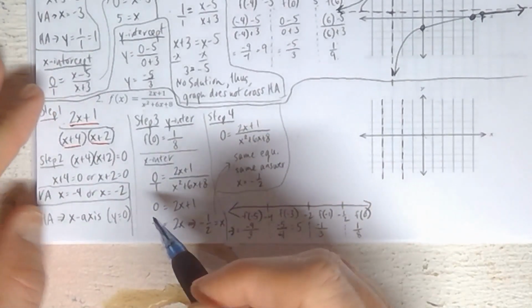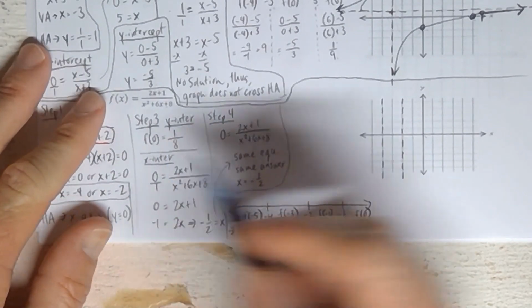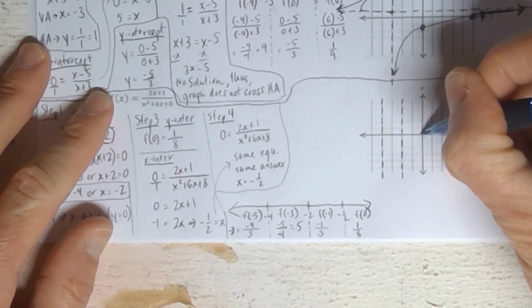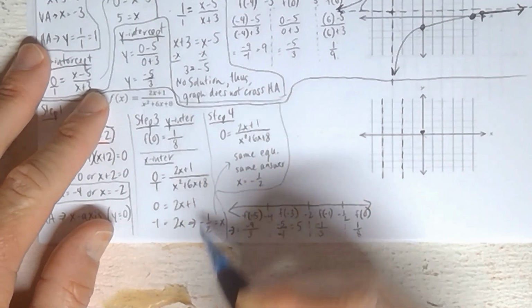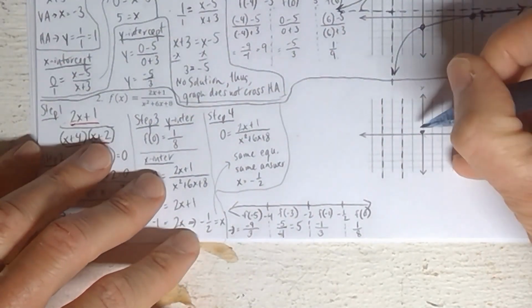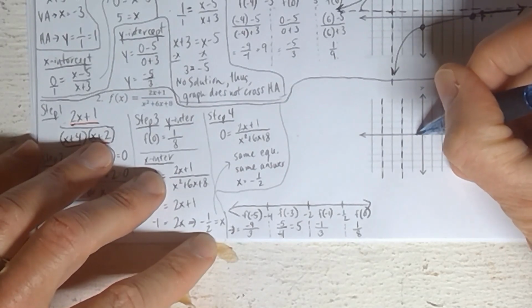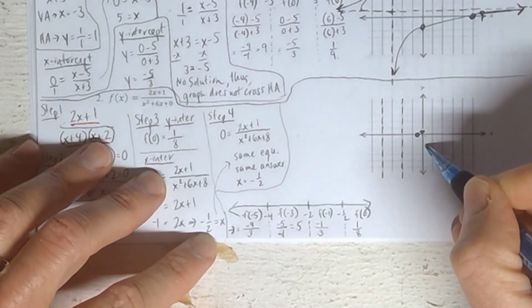How about the points that we found? We found that f of 0 is 1/8. 1/8 is 0 point something, so I'll put it right here in between 0 and 1. That'll be fine. What else did we find? We found that the x-intercept was negative 1/2, which is negative 0 point something. That means that it's halfway between 0 and negative 1 right there.